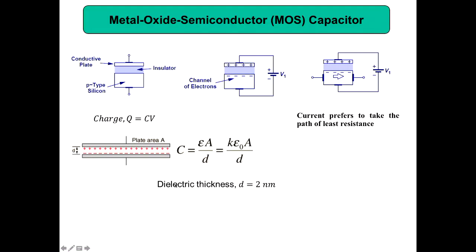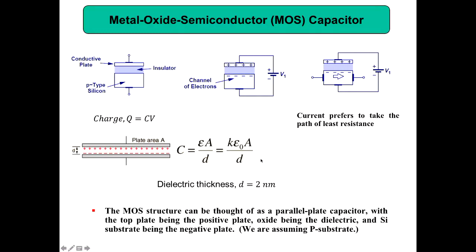Then dielectric thickness. So if you put dielectric thickness equal to 2 nanometer, very, very small, from this equation you can understand your capacitance will be very, very high. See, epsilon zero A by D. If it is 2 nanometer, it is 2 into 10 to the power of minus 9. So this can come up to 10 to the power of 9. So you get a very high capacitance.